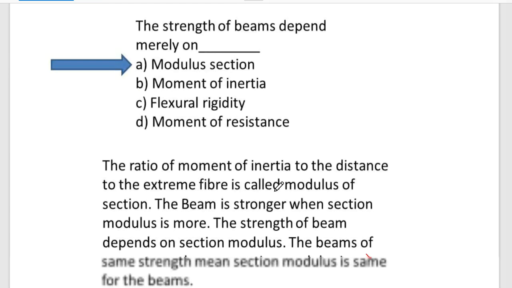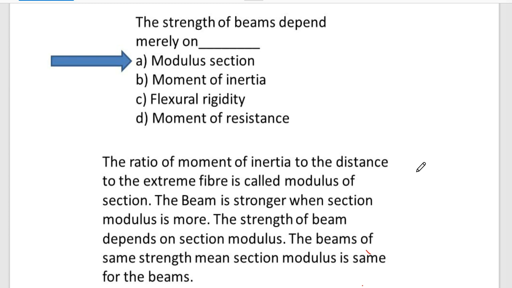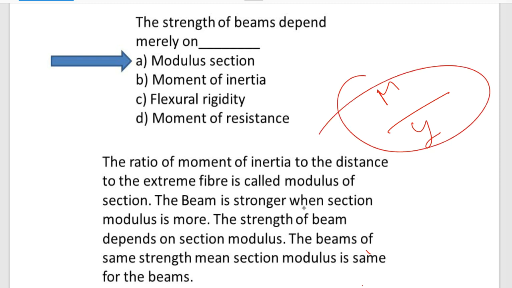So option A is correct: the ratio of moment of inertia to the distance to the extreme fiber. So basically, if we divide the moment of inertia by the extreme fiber distance, the value that comes out is nothing but the section modulus. The beam is stronger when the section modulus is more, and the beam is weaker when the section modulus is less.